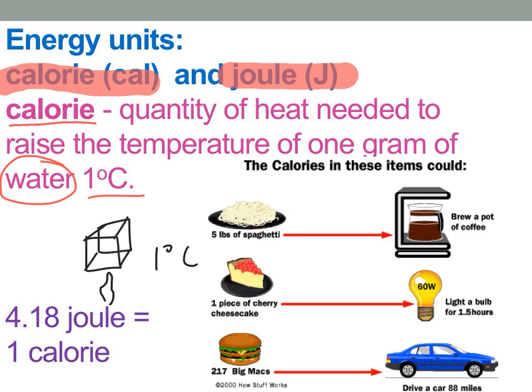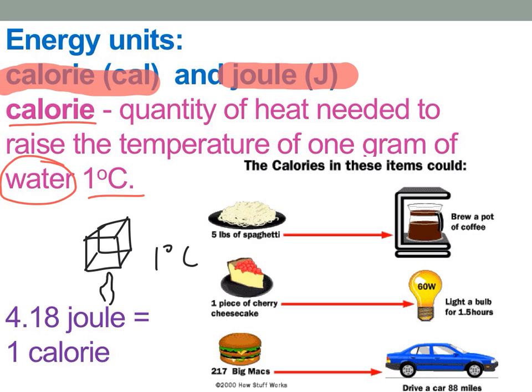So on the right, we had used the comparison of what if you actually broke all the bonds in the chemical compounds of these foods and put them into something we could see. Energy use. What could we heat up, or what could we power? 5 pounds of spaghetti would heat up a pot of coffee. A piece of cheesecake would heat up a light bulb for 1.5 hours. And if we were able to convert the energy stored within 217 Big Macs, well, we could drive a car 88 miles. So this is just showing that there is energy within chemical bonds, and once they are broken down, they can be produced into work.